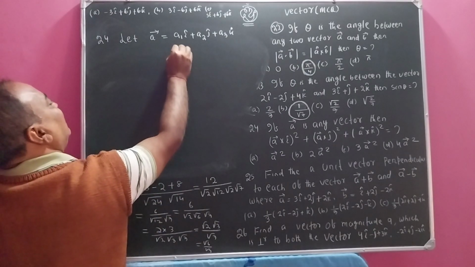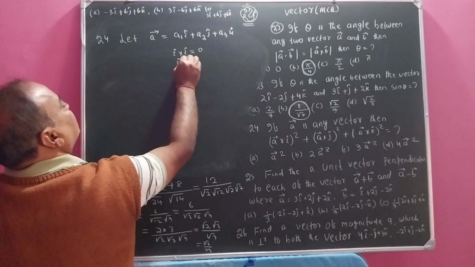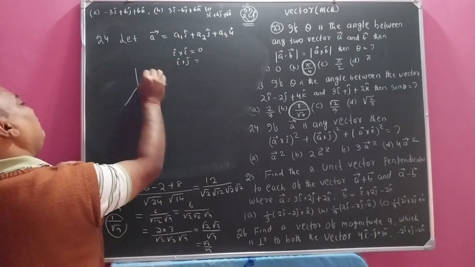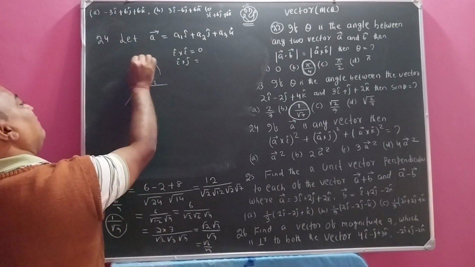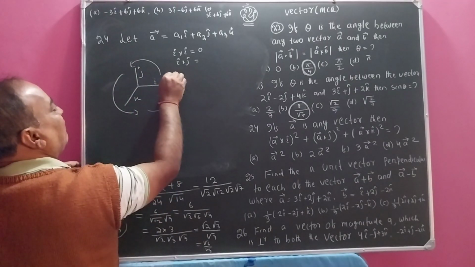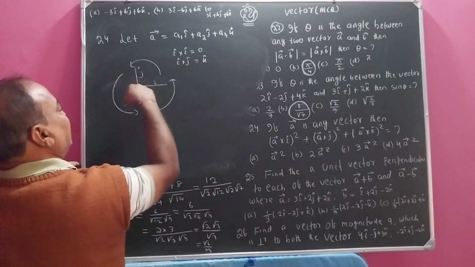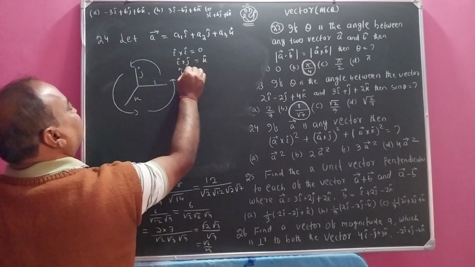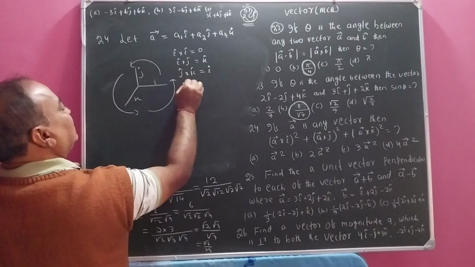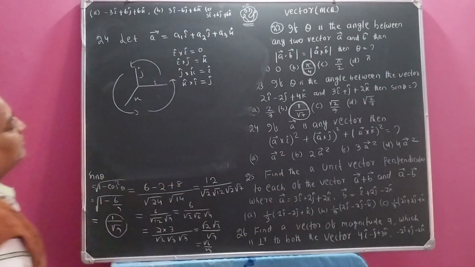We know that I cap cross I cap is equal to 0. I cap, j cap, k cap are orthogonal triad. I cap cross j cap, it is k cap. J cap cross k cap, it is I cap. K cap cross I cap, it is j cap. This is the concept. Okay.